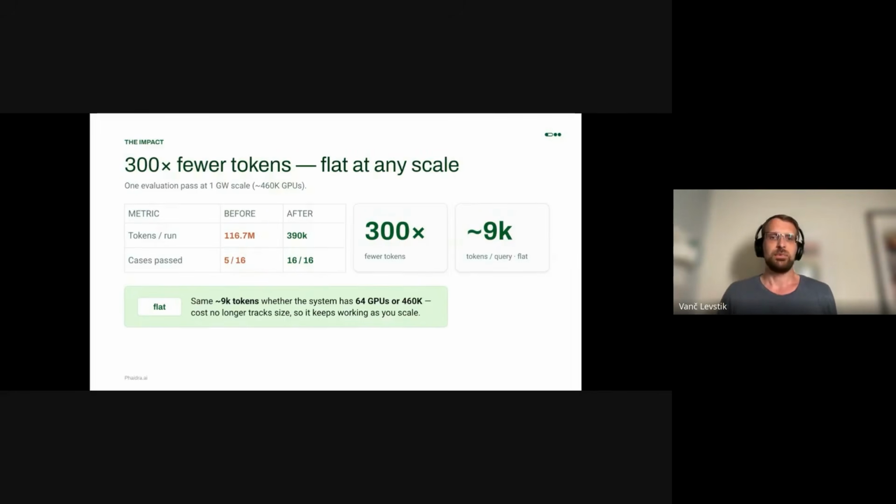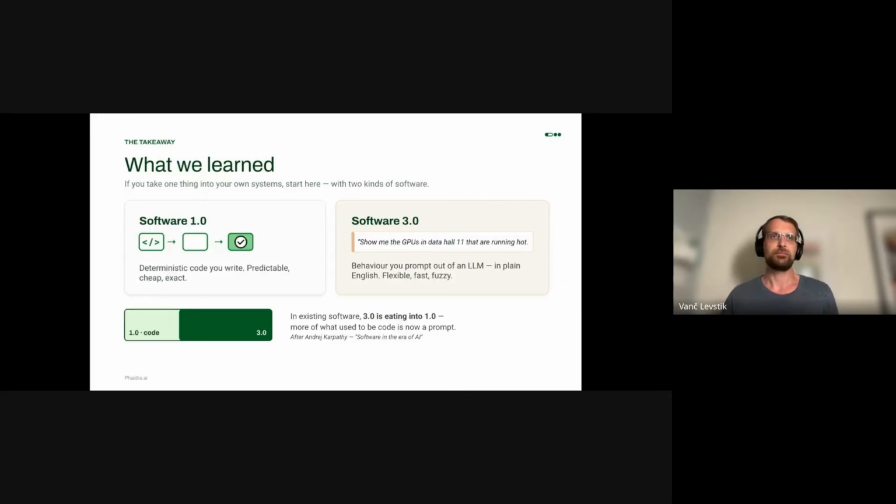But the part that matters the most, the cost is flat. As Rahul was talking about before, the system grows in size, but the cost of the query was 9,000 tokens a query, whether the system was 64 GPUs or 460,000. So instead of the cost growing exponentially when the customers grow their systems, it stays the same. That's the impact.